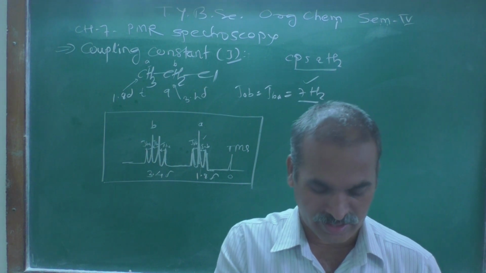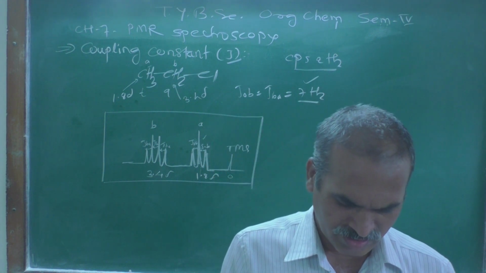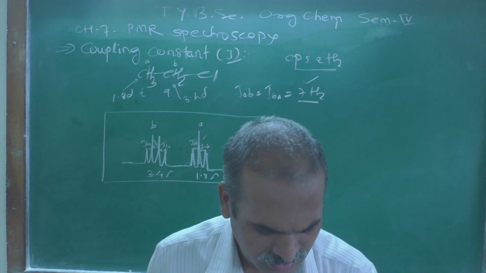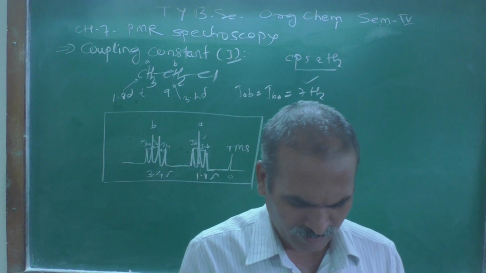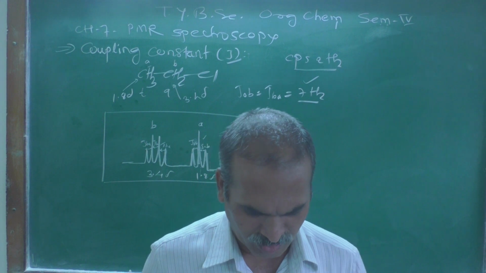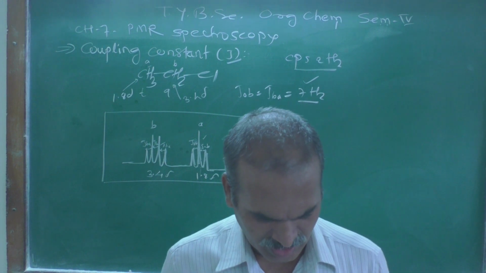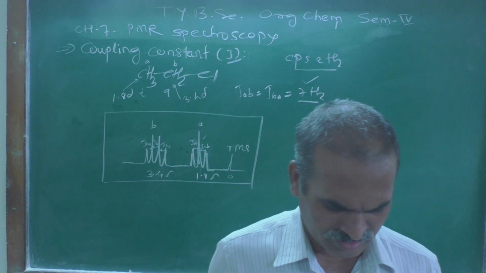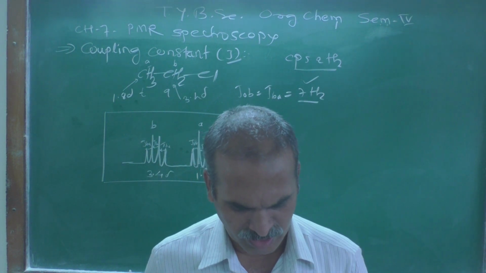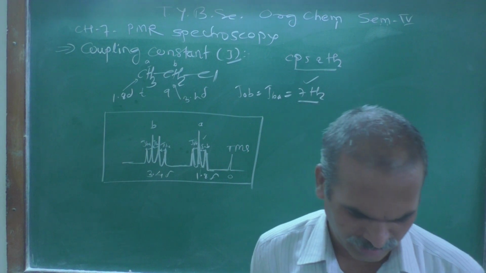I already explained that mutually coupled protons have the same coupling constant. Thus, when A proton couples with B protons, or when B proton couples with A proton, the coupling constant J remains the same, that is J_AB is equal to J_BA is equal to 7 Hertz, which is depicted in this figure.